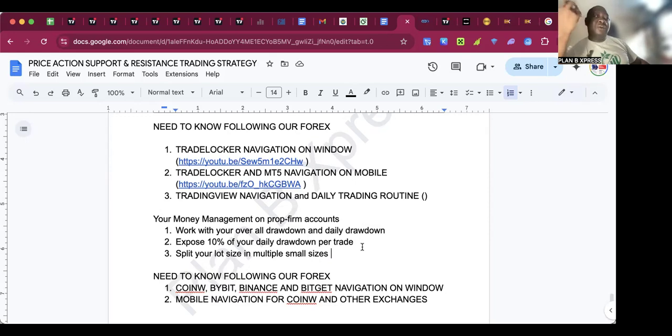So now, for instance, I use a case study: what is your daily drawdown on 1,000? Your daily drawdown is 500 because it's 5%. So 10% of 500 is $50. So that means what you are expected to expose into the market per time as your risk is $50. So now if you are trading currency, each can be $10 of your stop loss. That means you are going to enter 5 positions. So what will amount to $10 will now determine your lot size.